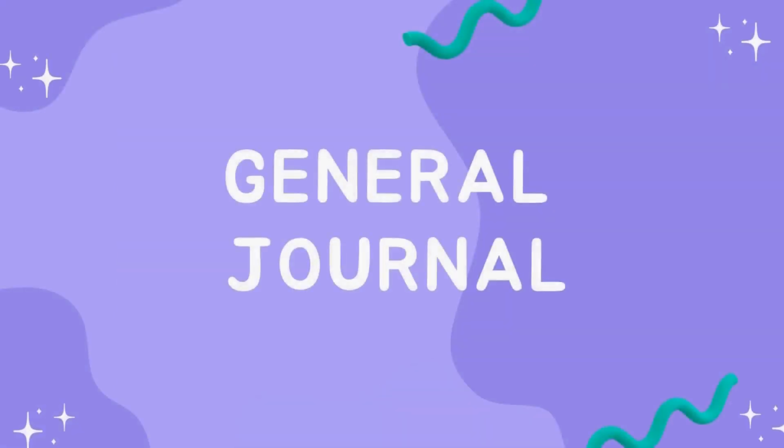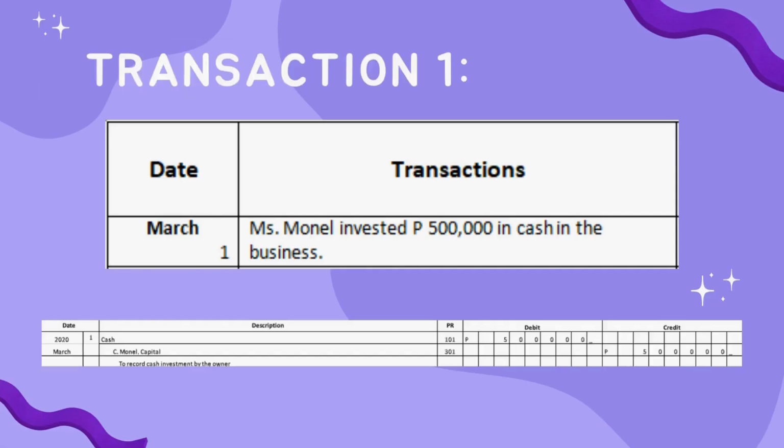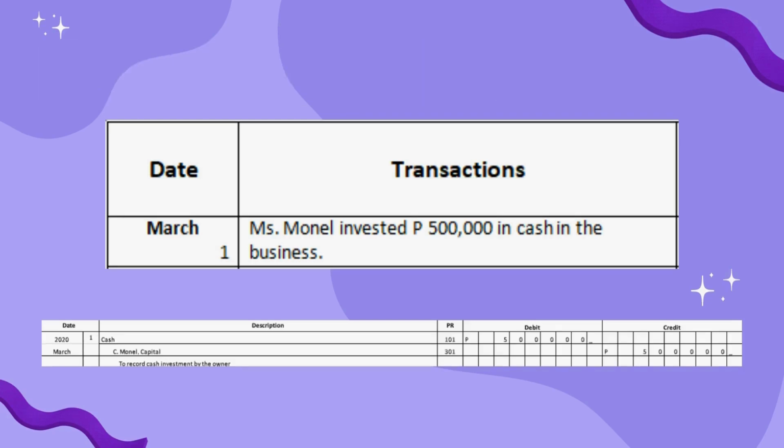General Journal. Transaction 1. March 1. Miss Monel invested 500,000 pesos in cash in the business. In the General Journal, cash will be debited with 500,000 pesos and Monel Capital will be credited with 500,000 pesos.